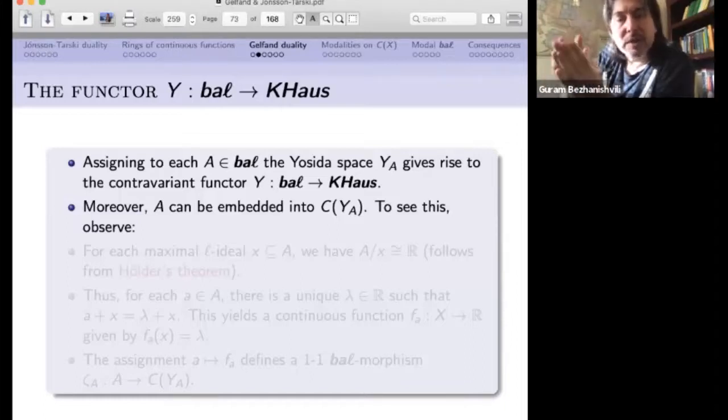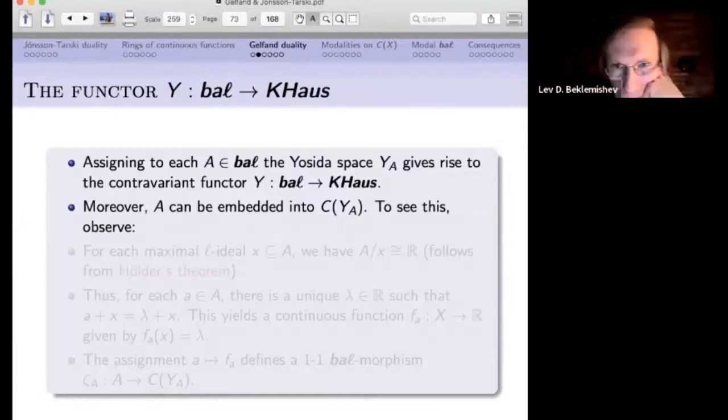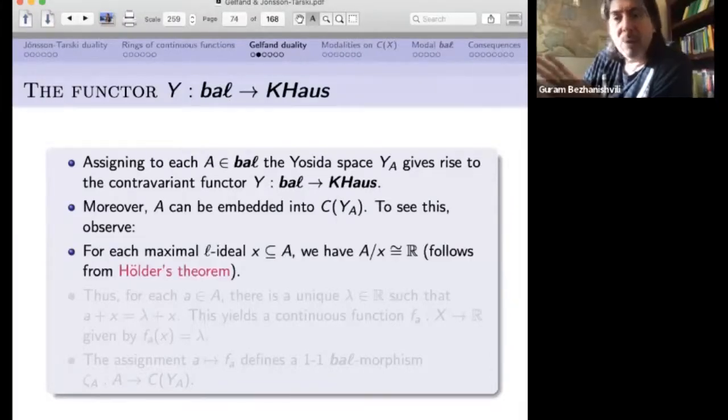So the first thing is that each algebra we can embed the same way that each Boolean algebra you can embed in the power set of its Stone space. Now each BAL we can embed into all continuous functions. Now, how are we going to do that? That also involves a couple of very famous theorems in mathematics.